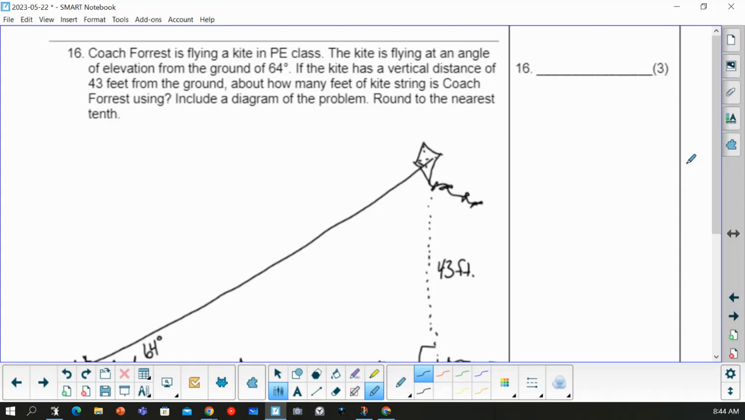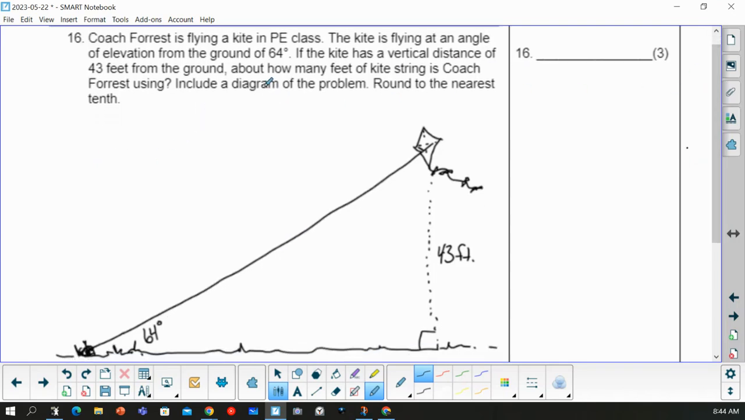We are working on problem number 16 of this semester 2 final exam. It says Coach Forrest is flying a kite in PE class. The kite is flying at an angle of elevation from the ground at 64 degrees. It's actually marked on there for you. The kite has a vertical distance of 43 feet from the ground.